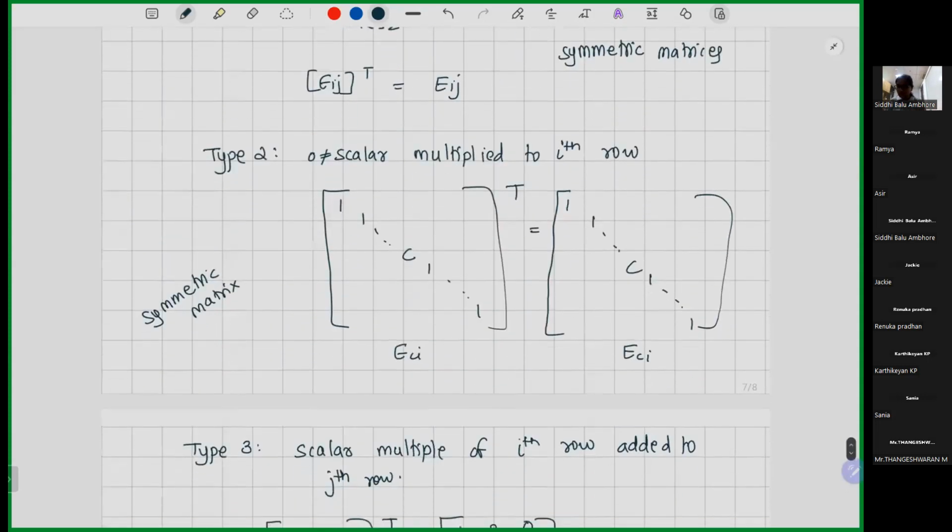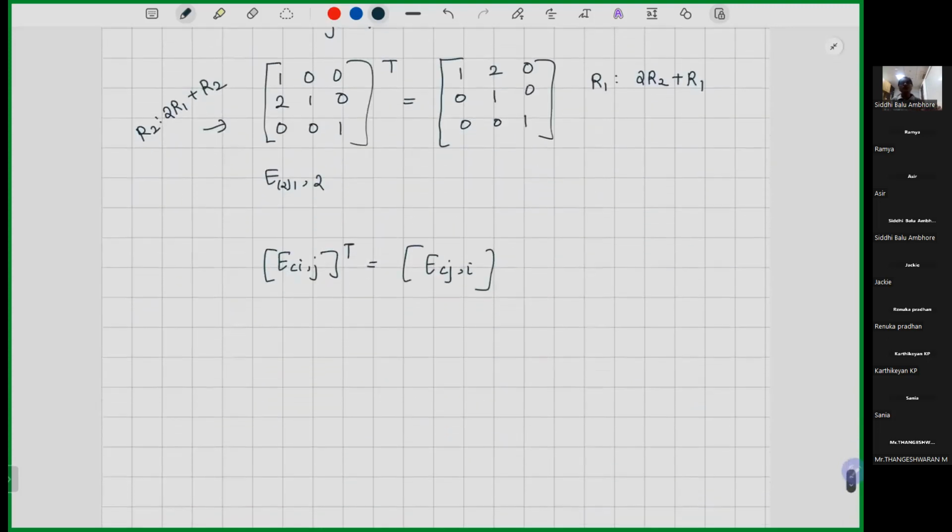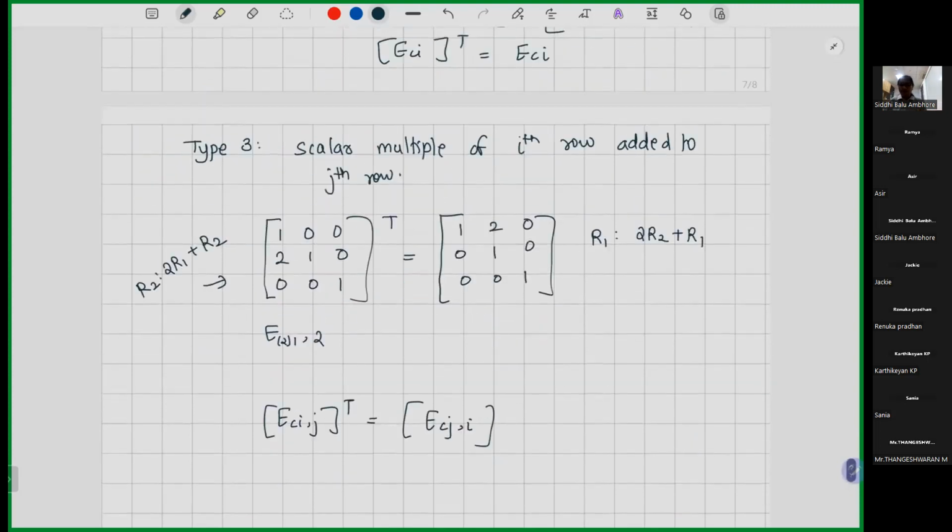I'm also writing the explicit expression for all three types of elementary matrices. So the transpose of type 1 will be the same matrix. Similarly for type 2, but for type 3, we are changing it a bit. And if you understand this by the previous notation, this is what it will be. Any doubts here to understand how it is happening?